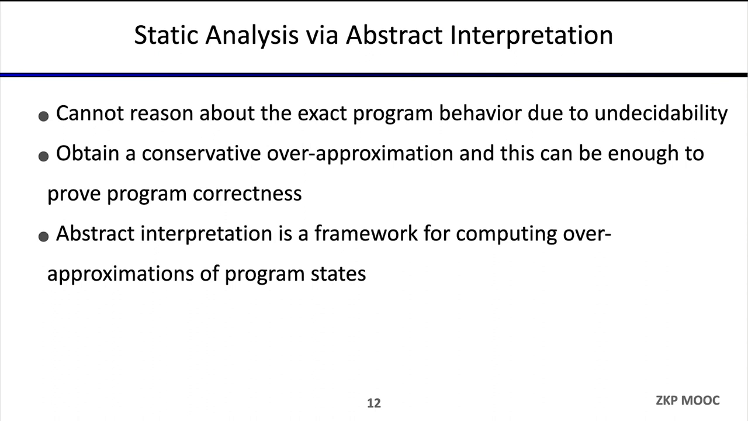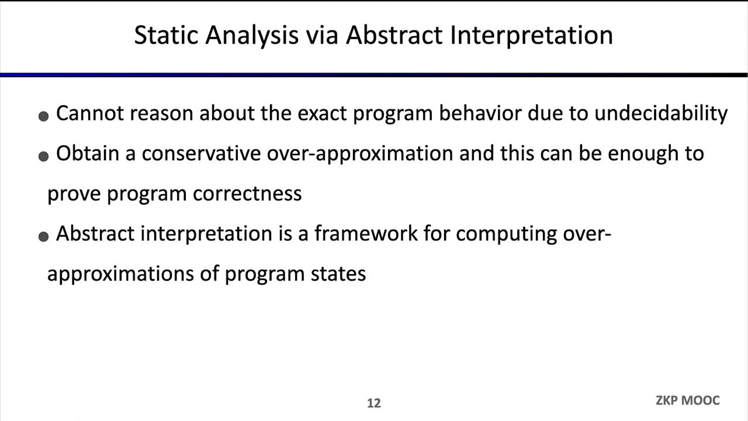To begin, we cannot actually reason about the exact behaviors of a given program due to undecidability problems in this context. Essentially, we are solving the halting problem. But the fact that we cannot reason about the behavior of the actual execution of your program doesn't mean that we cannot reason about abstract versions of your program. So the idea is essentially to obtain a conservative over-approximation of your original behavior, and hopefully that is enough to prove the absence of a certain bug or the correctness of your program.